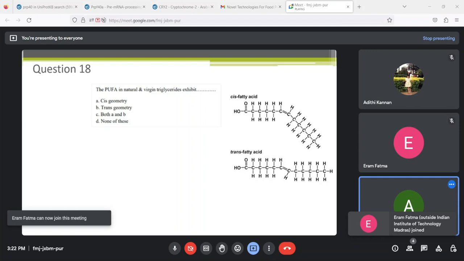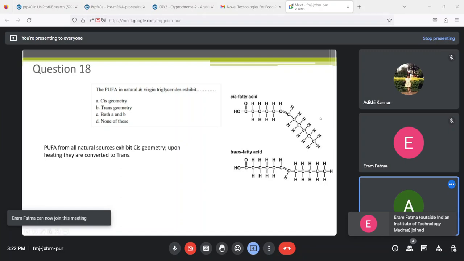So polyunsaturated fatty acids are naturally present in cis geometry. That is, they are present in this manner. Upon heating, they are converted into trans fatty acids. Now, trans fatty acids are not preferred, one of the main reasons being the kink. As you can see here, trans fatty acids have a very small kink, which means they will be able to pack against each other very efficiently.